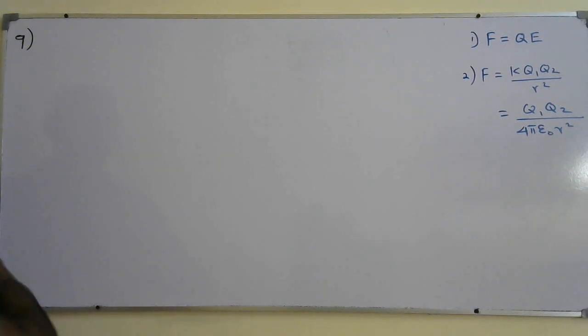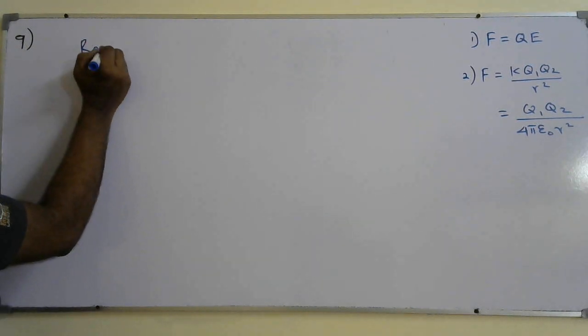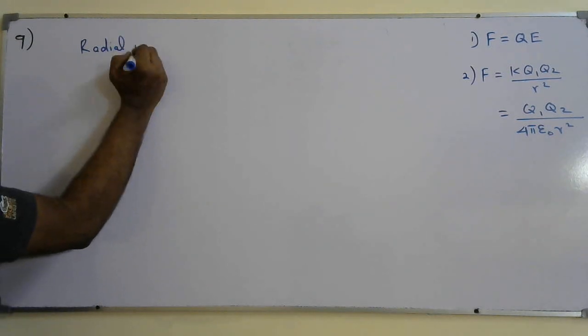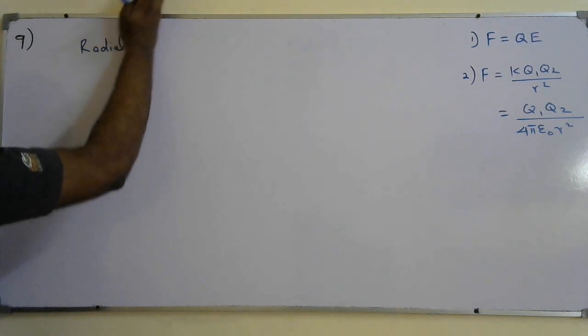Okay, so I already told you about radial field. Radial field is produced by point charges.